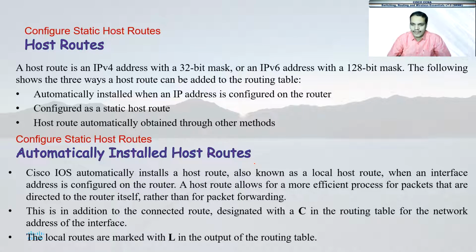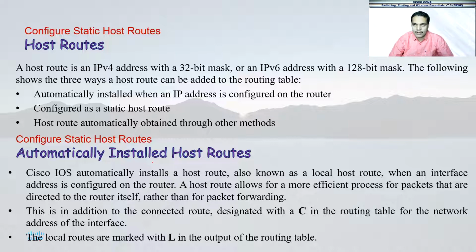So how do you configure this? Whenever you look at routing table entries, you see indicators C and L. For directly connected networks, you can see an L in the next entry, which tells you that this is a local route. A local route specifies the IP address assigned to the interface connected to that network. A host route allows for a more efficient process for packets that are directed to the router itself rather than for packet forwarding. So this is how you use it.